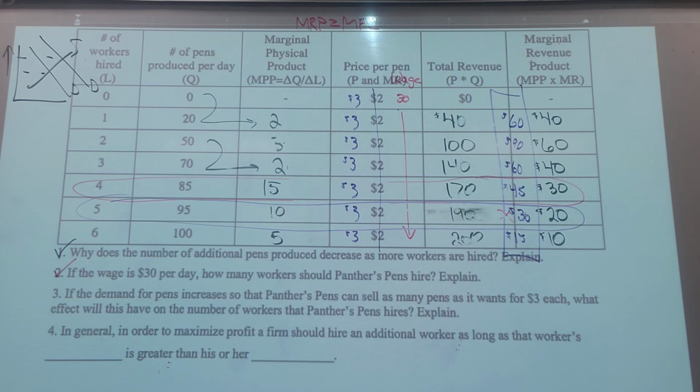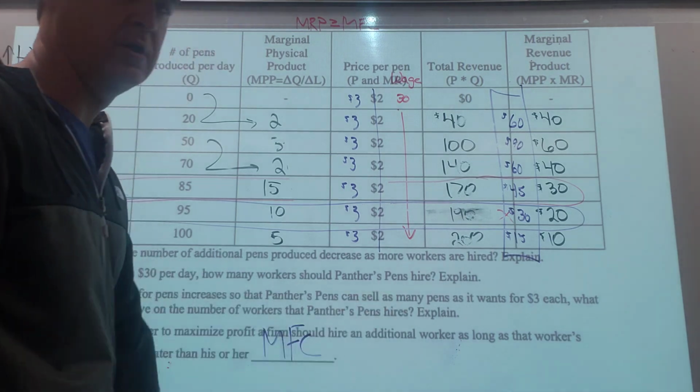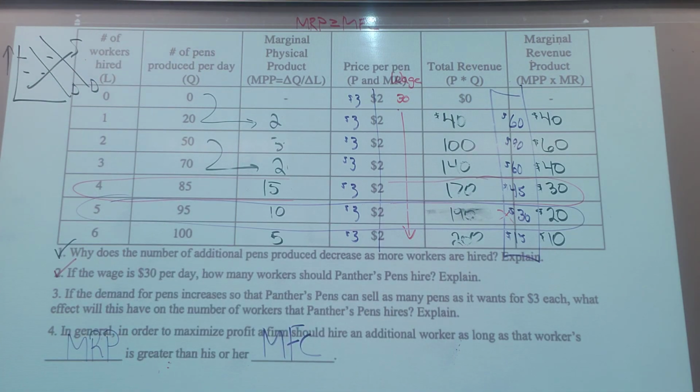Question 4, in general, in order to maximize profit, a firm should hire an additional worker as long as that worker's, very simply, marginal revenue product is greater than or equal to their marginal factor cost. Okay, that's that worksheet.